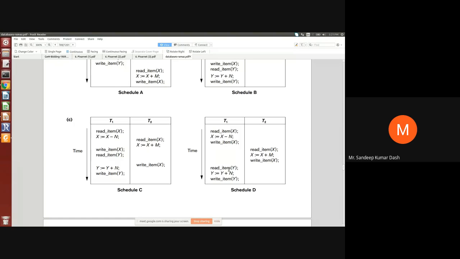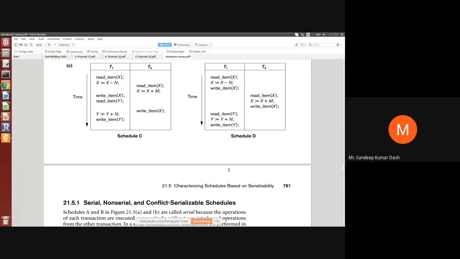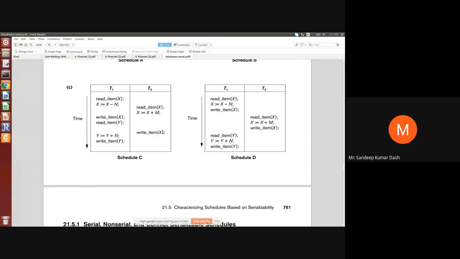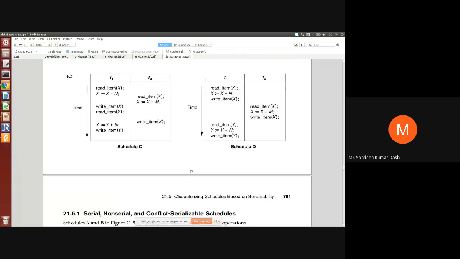What is conflict? Where are you finding conflict? This is not conflicting because this is on X, this is on Y. This is not conflicting because this is X, this is Y. This is conflicting: write X, write X. This is conflicting: write X, read X. These two are conflicting. Read on X and read on X is not conflicting because not even a single write is involved. So you see the conflict with respect to the operations, not with respect to the transactions. Each individual operation you have to check. Okay, fine.